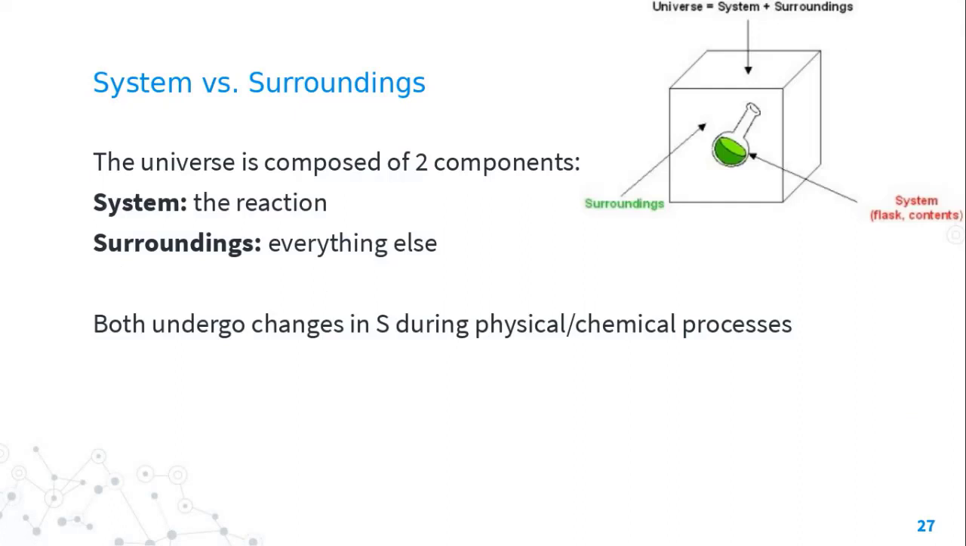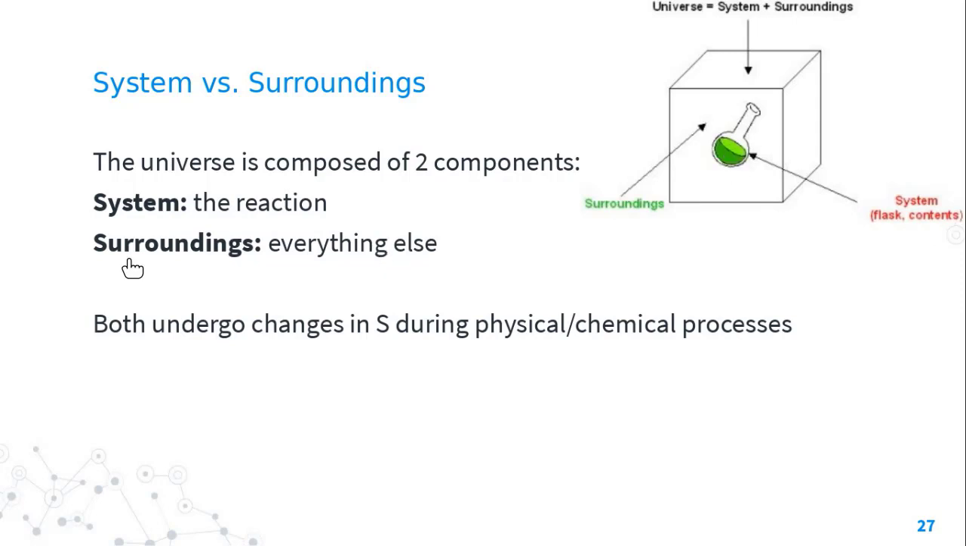So now let's make this distinction between the system and the surroundings, because that's an important note. The universe can be said as composed of two different components. You have your system, which is the reaction. It's just exactly what you're doing in your reaction at that time. So in this picture, that would be right here in this flask. It says right here, it's the flask and its contents. So right here, that's the system.